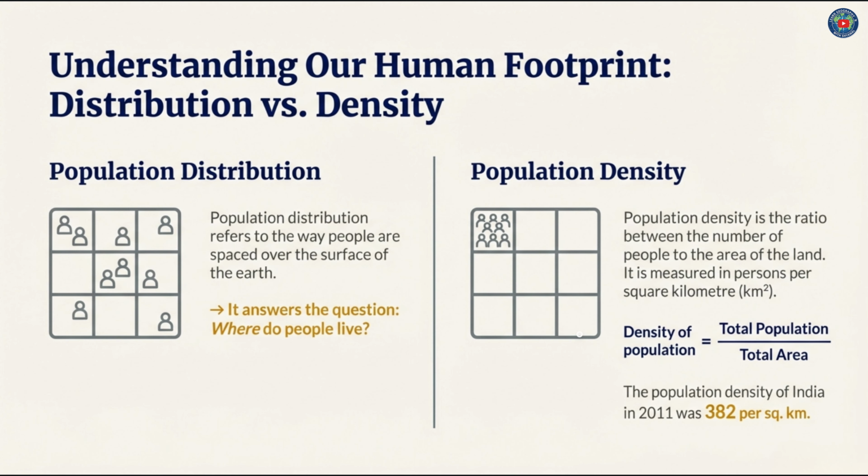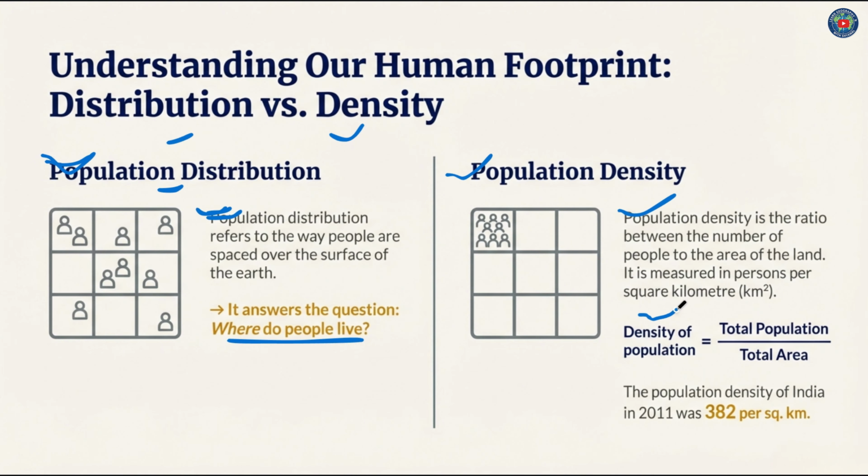Understanding our human footprint: distribution versus density. What is the difference between distribution and density? Population distribution refers to the way people are spaced over the surface of the earth. It answers the question, where do people live? On the other hand, population density is the ratio between the number of people and the area of the land. It is measured in persons per square kilometer.